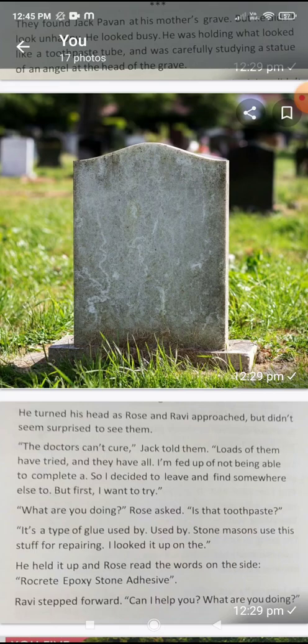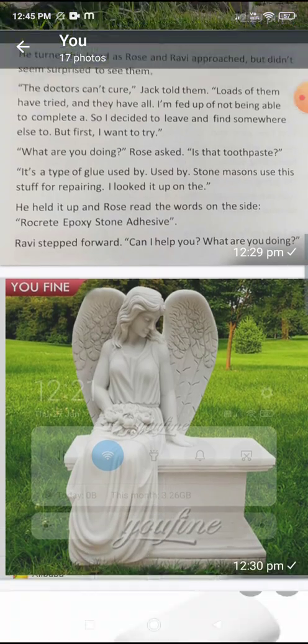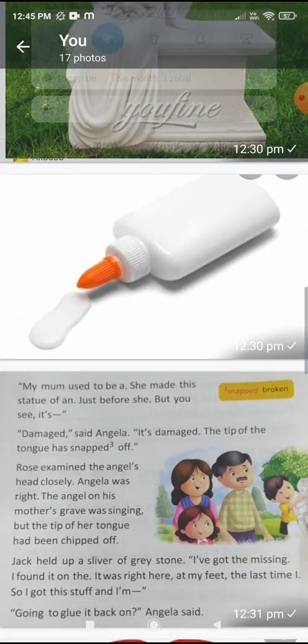What are you doing? Rose asked. Is that toothpaste? They asked. No, it's a type of glue. See, this is a glue. He says it's a type of glue used by the sculptor. That was used by my mother. Stonemasons use this stuff for repairing. I looked it up on the mother's grave.